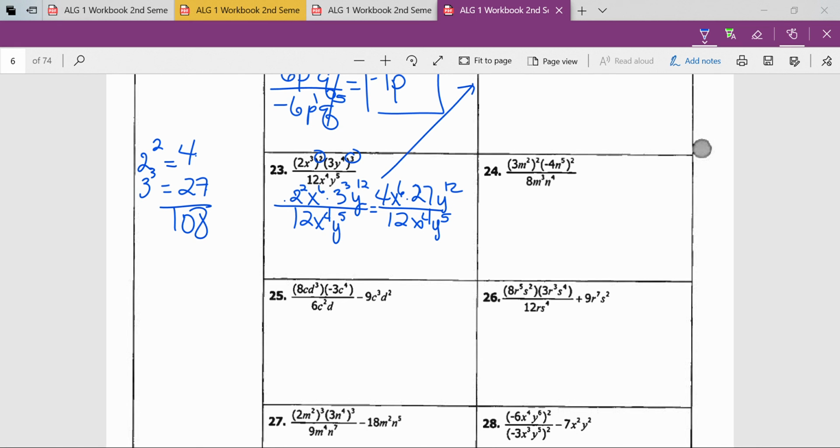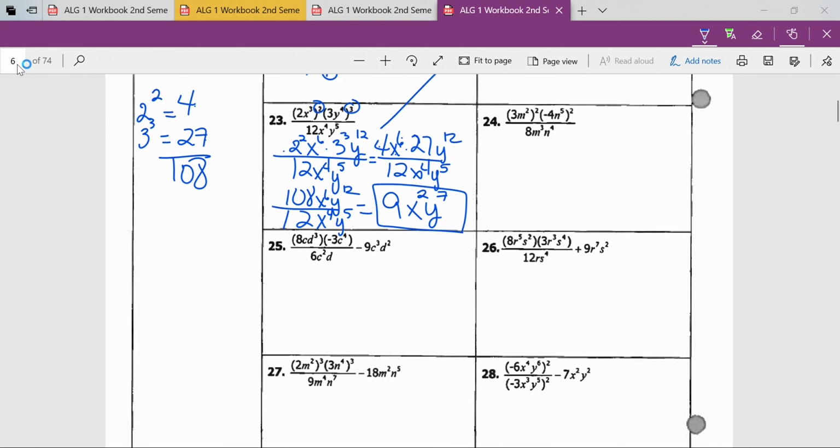He's saying that instead of writing 4x to the 6, 27, y to the 12, just go straight to 108, x to the 6, y to the 12. And then divide by 12, or just go straight to division. Some people can skip steps and some people have to go step by step. What's 108 divided by 12? 9. What's x to the 6 divided by x to the 4? x squared. Y to the 12 divided by y to the 5th? y to the 7th. Right, when we divide, we subtract the exponents.